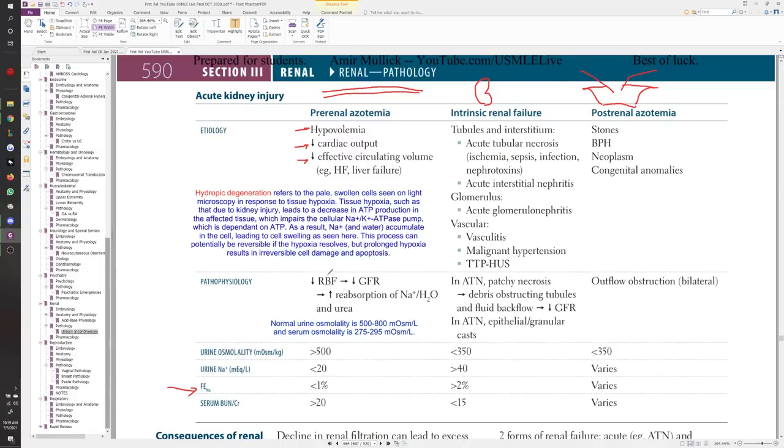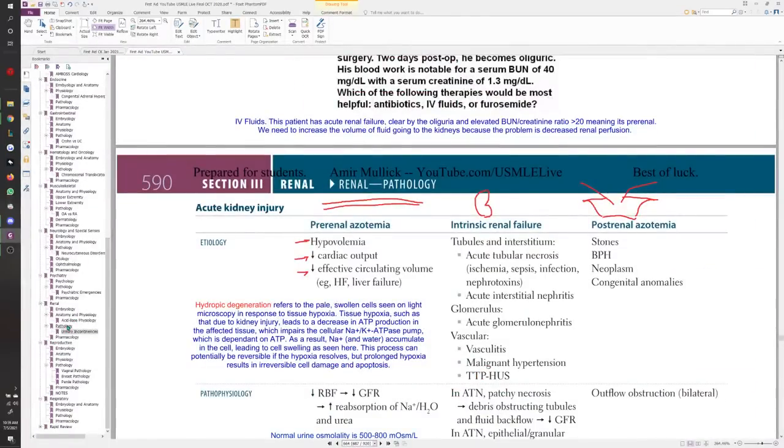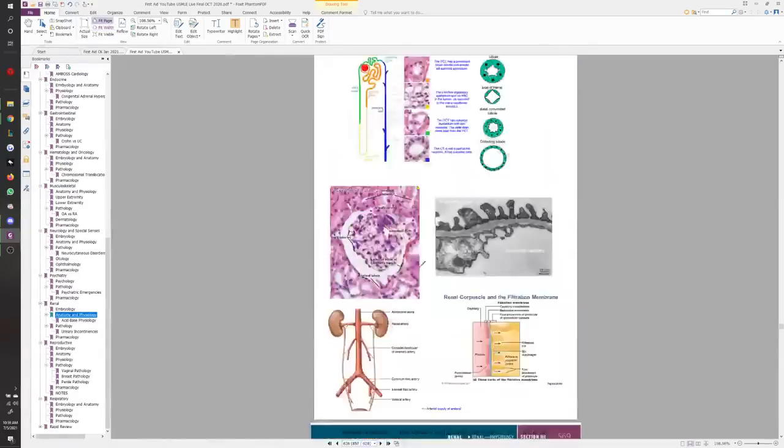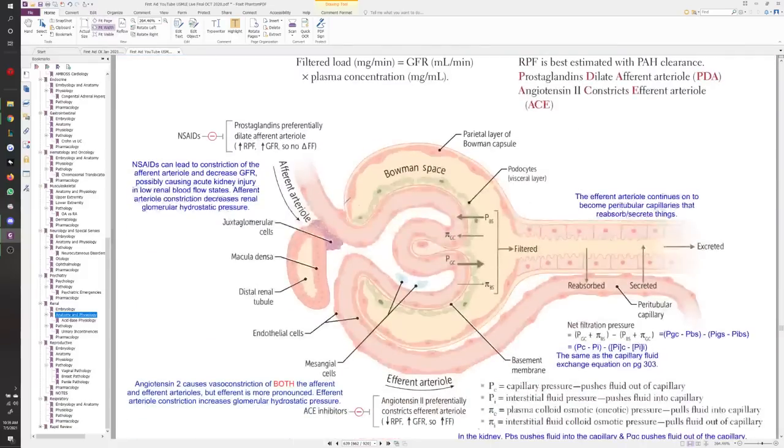Pathophysiology. Decreased RBF leads to decreased GFR, right? Renal blood flow went down, so you have decreased filtration rate. With decreased filtration, you have more reabsorption of sodium and urea. Remember how filtration was working? We looked at, well, we haven't looked at it in the CK class, but let me go back and that was somewhere up here. So the way that filtration was working, we're looking at this word right here.